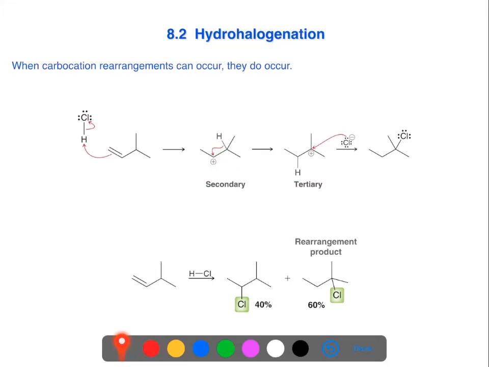Now, we will still have a product distribution, or a mixture of products, as a result of this reaction, again due to the fact that some of the secondary carbocation will react with the chloride as well as the tertiary. So you can see that 60% of the product, the major product of this reaction, will be the rearranged product, that is the alkyl halide resulting from chloride attacking the tertiary carbocation, but we'll still have a large percentage due to the chloride attacking the less stable carbocation. So in this particular reaction, we will end up with a mixture, but the major product will be from the rearranged carbocation.